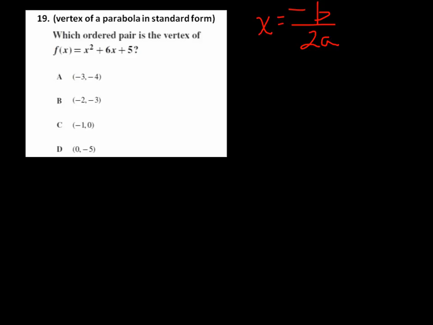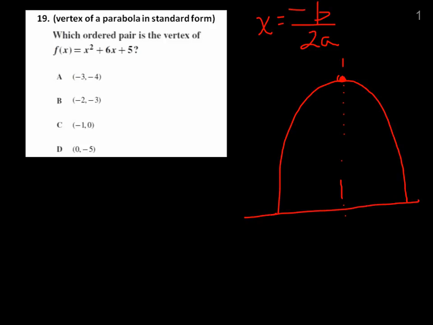The other way you can do this, because a lot of people are going to forget the formula, is to remember that the vertex is always in the middle. If you have your graph, no matter which way it's facing, the vertex is always right in the middle, which means the x value is going to be halfway between the x-intercepts or the zeros. This one looks really easy to factor, so I'm going to be able to find the zeros really easily.